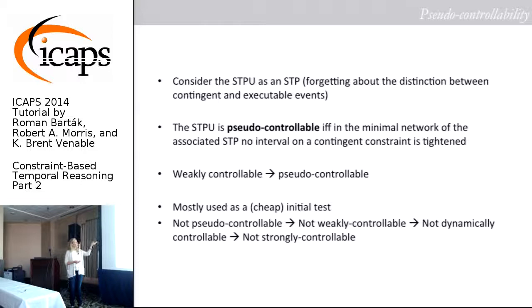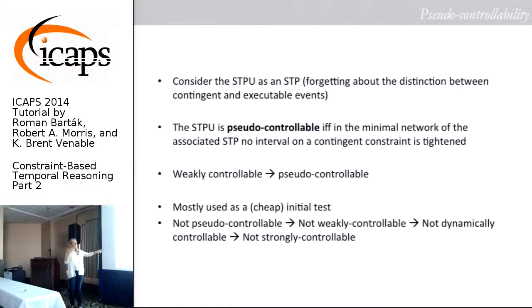Now, there is also a definition which is more tied to the framework, which is called pseudo-controllable. Pseudo-controllability means take your STPU, forget that some of the variables you can't control, run some consistency algorithm that Roman presented, and then go look at the intervals on the contingent constraints and see if any of those shrunk. If they did, it means that some assignment to the uncontrollable variables you can't control, and that's it. So this doesn't make much sense. I mean, it's an operational definition.